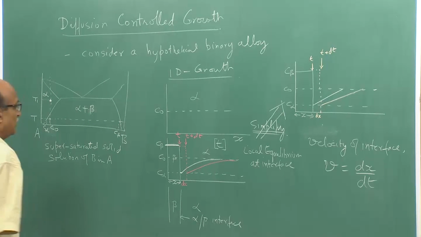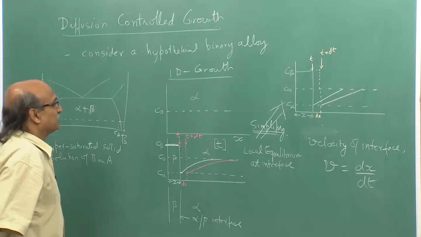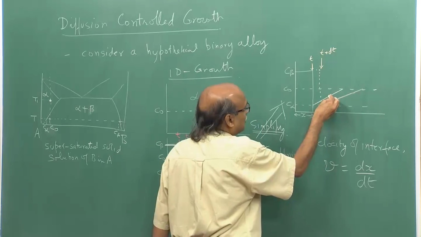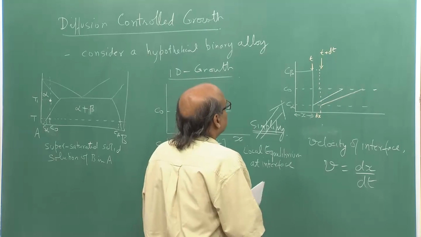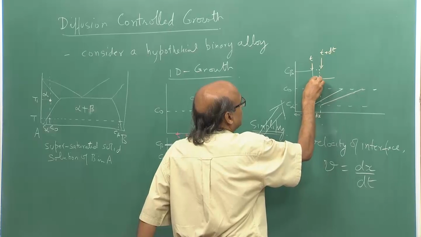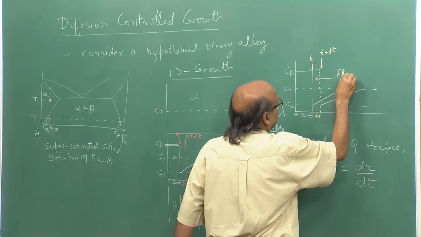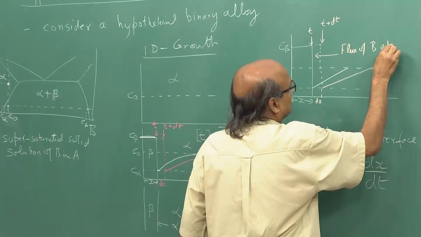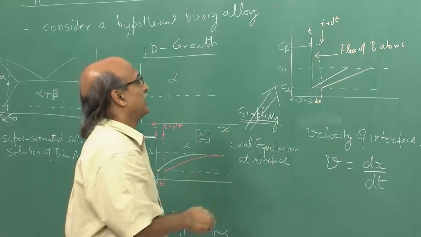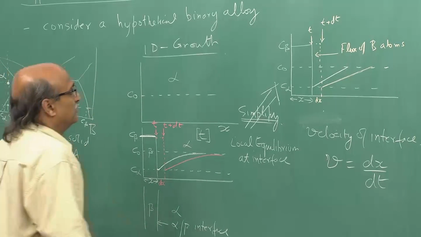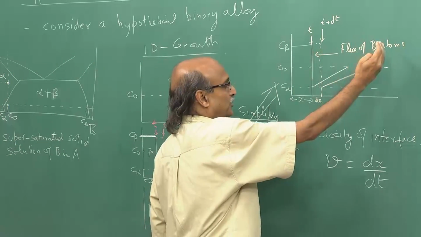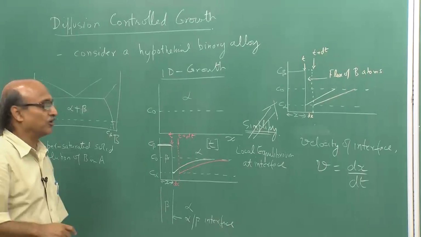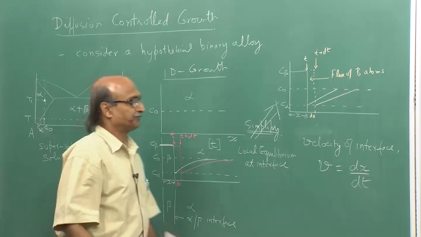In this case, one would need B atoms to diffuse, so there will have to be a flux of B atoms diffusing across the interface in order for this interface to grow, or for this interface to move, or for the precipitate to grow.